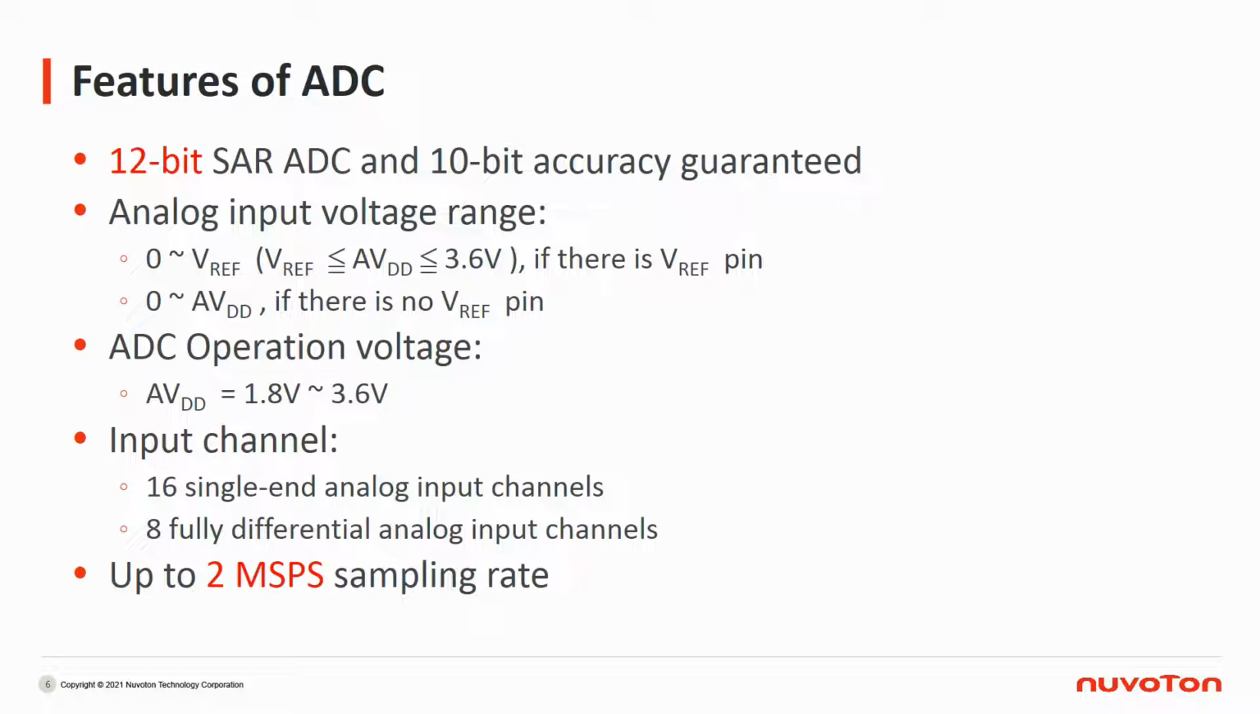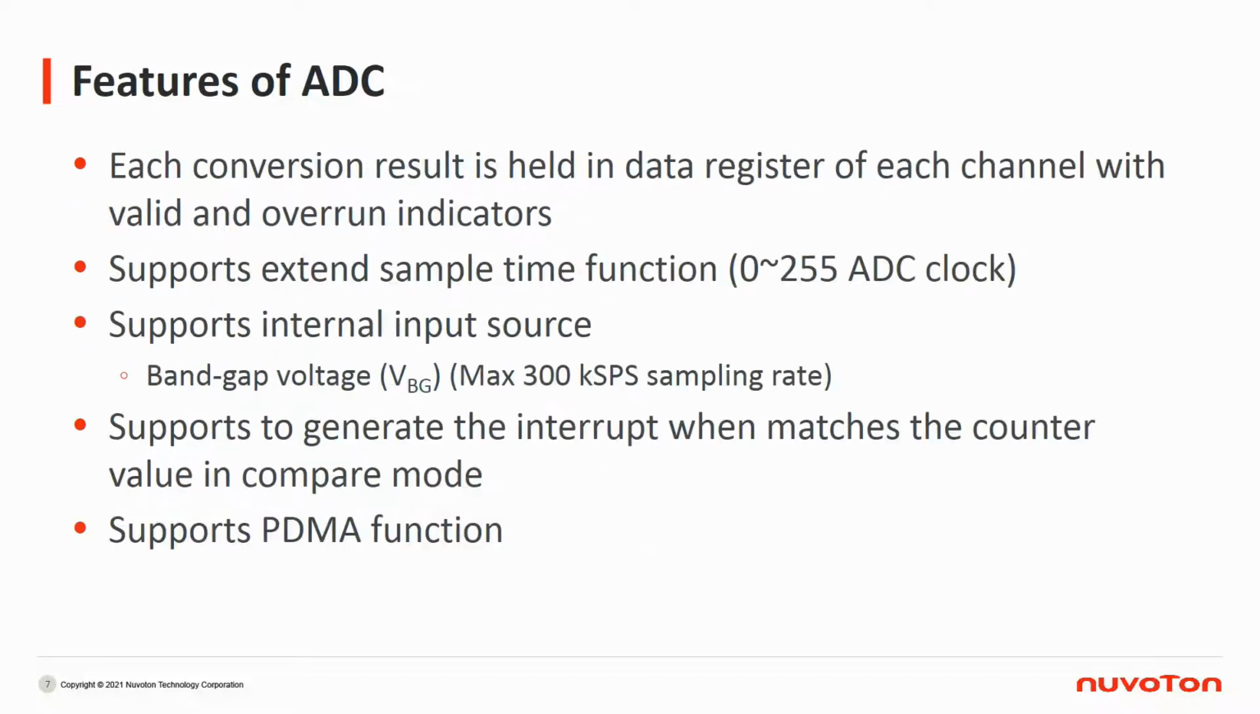Therefore, the analog input voltage to be measured would range from 0 to VREF if VREF is defined. Else, the input voltage would range from 0 to AVDD. In addition, AVDD is from 1.8 volts to 3.6 volts. The input channel could be 16 single-end analog input channels or 8 fully differential analog input channels. The differential channels can be used for a comparator. Also, the sampling rate is up to 2 million SPS, which means 2 million samples per second.